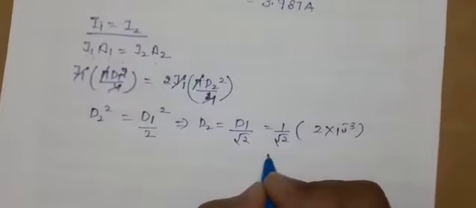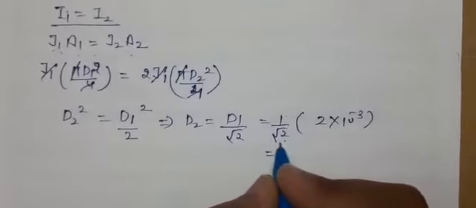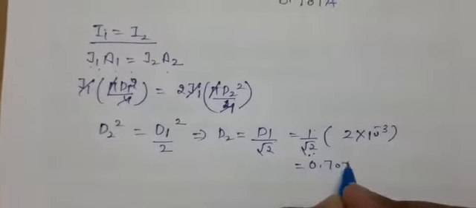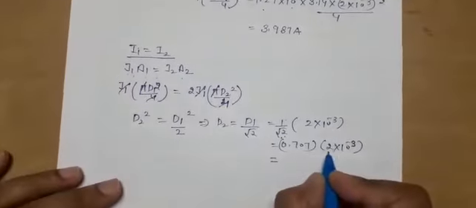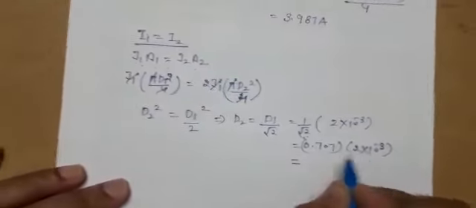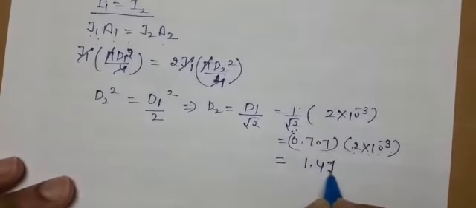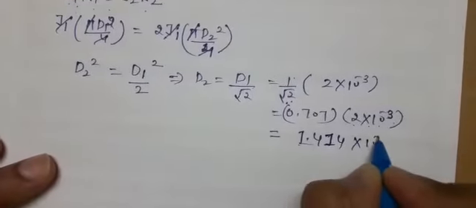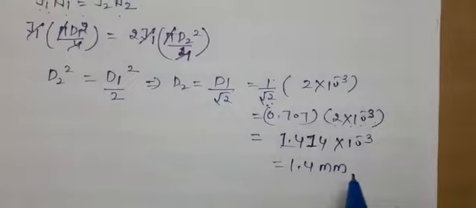On solving it, under root 2 is about 1.414 and 1 by under root 2 gives 0.707, multiplied by 2 into 10 raised to the power minus 3. On solving it, it comes out to be 1.414 into 10 raised to the power minus 3 meter. So it will be about 1.4 millimeter.